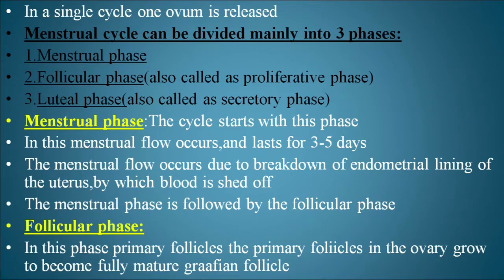Now, the menstrual phase. The cycle starts with this phase. In this, menstrual flow occurs and lasts for 3 to 5 days. The menstrual flow occurs due to the breakdown of the endometrial lining of the uterus, by which blood is shed off. The menstrual phase is further followed by the follicular phase. In the follicular phase, primary follicles in the ovary grow to become a fully mature Graafian follicle.